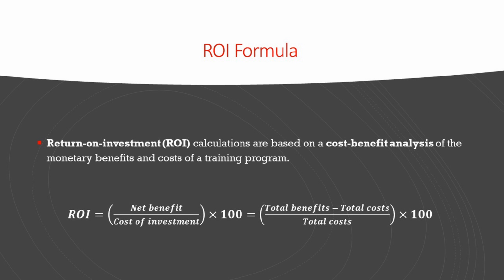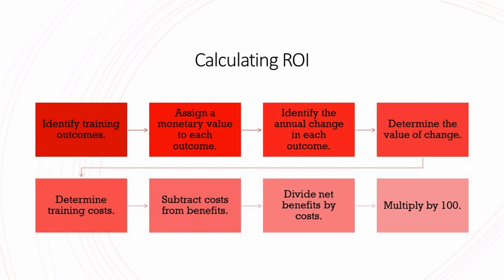a program. To calculate this ratio, we conduct a cost-benefit analysis and identify the financial benefits and costs of a training program. This graphic represents the specific steps we need to take to calculate ROI. We start by identifying the outcomes that we intend the program to achieve. If we're using the Kirkpatrick-Phillips model, we can use the level 4 results outcomes. For example, increased productivity, reduced waste, fewer accidents.